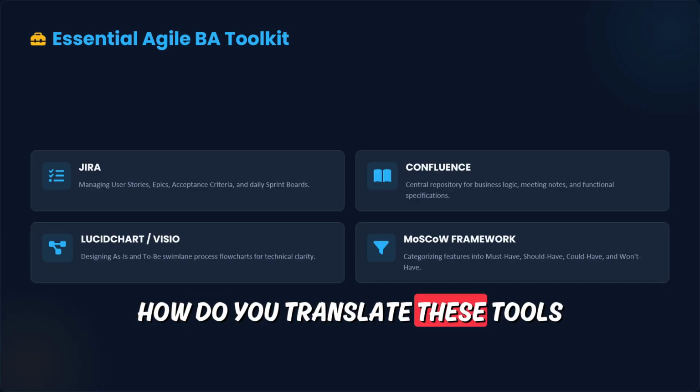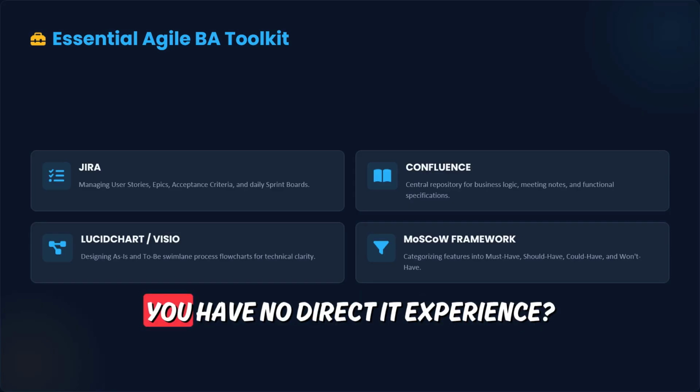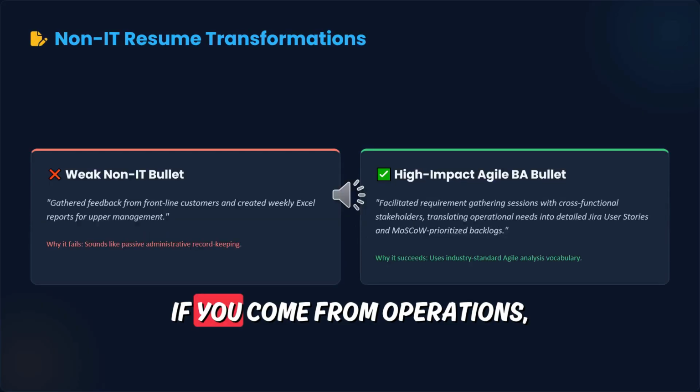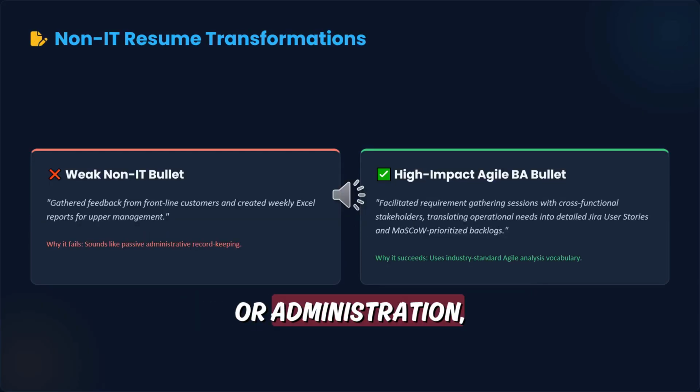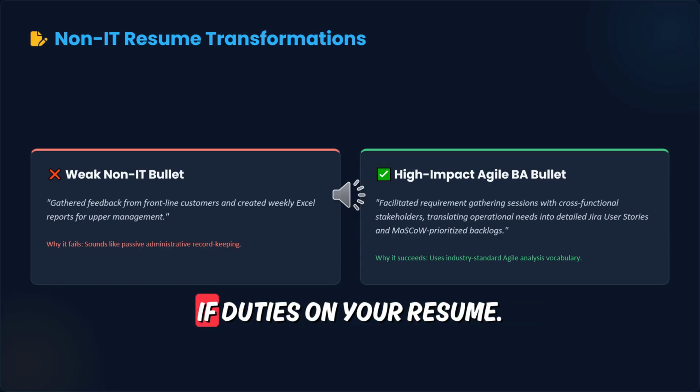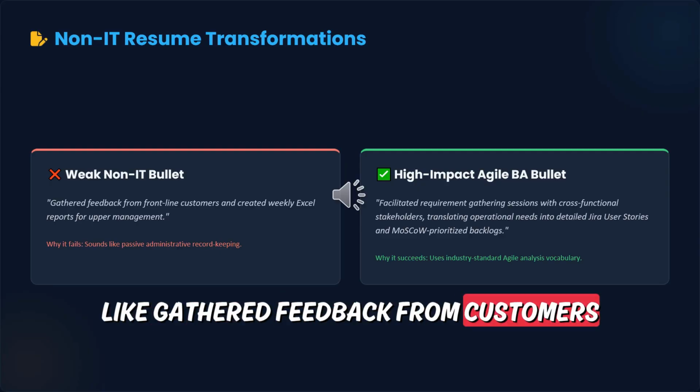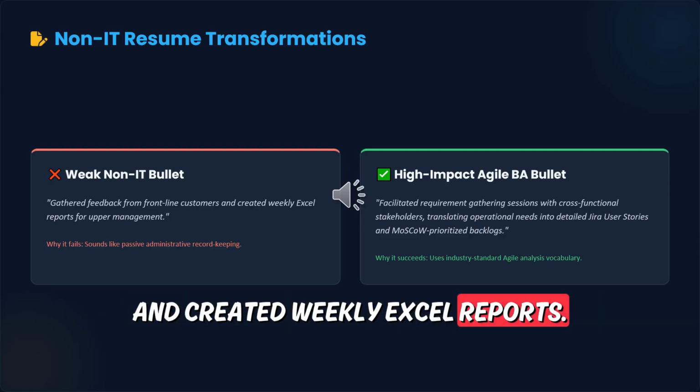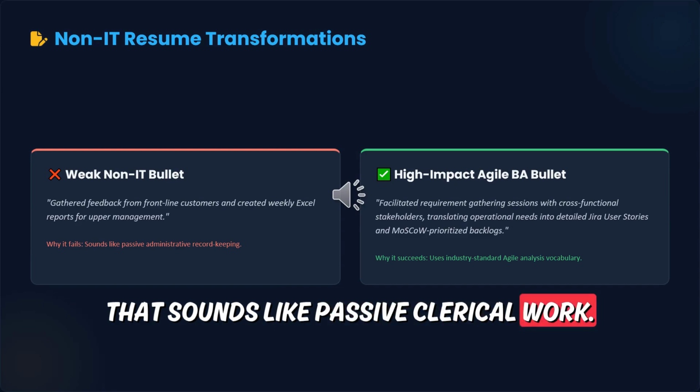Now, how do you translate these tools and skills onto your resume if you have no direct IT experience? Let's fix your resume right now. If you come from operations, sales, banking, or administration, the biggest mistake you can make is listing generic administrative duties on your resume. Stop writing bullets like gathered feedback from customers and created weekly Excel reports. That sounds like passive clerical work.